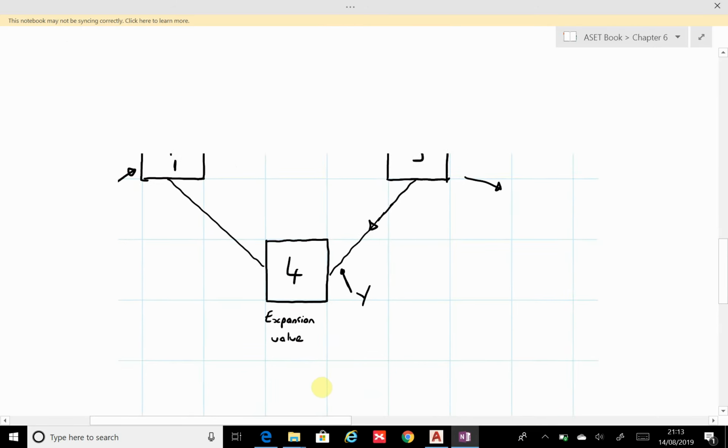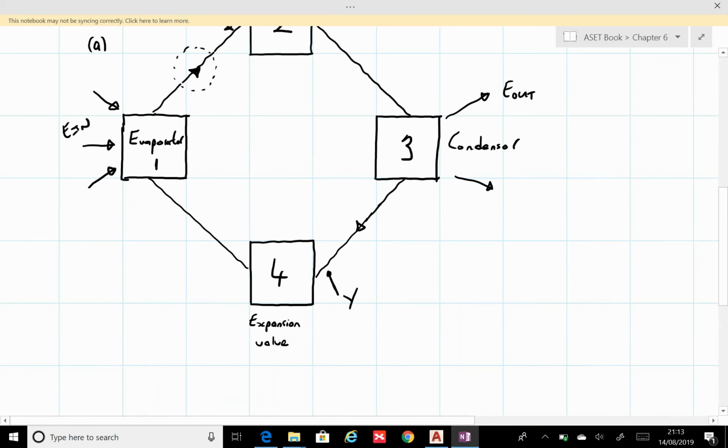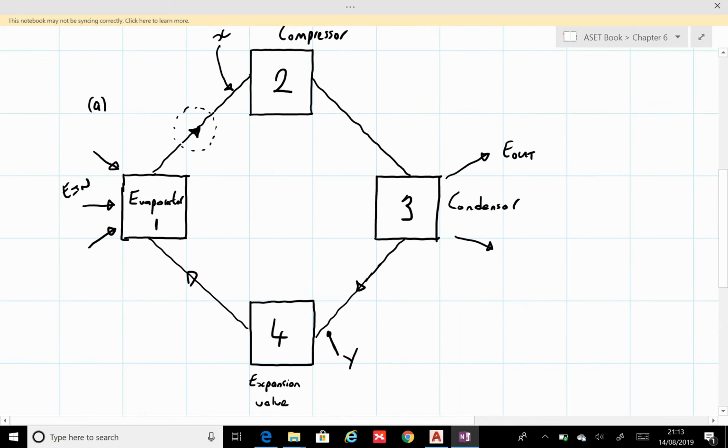Now the refrigerant decreases substantially in temperature, converting back into a liquid, and now it can be pumped back to the evaporator and the entire process can continue.